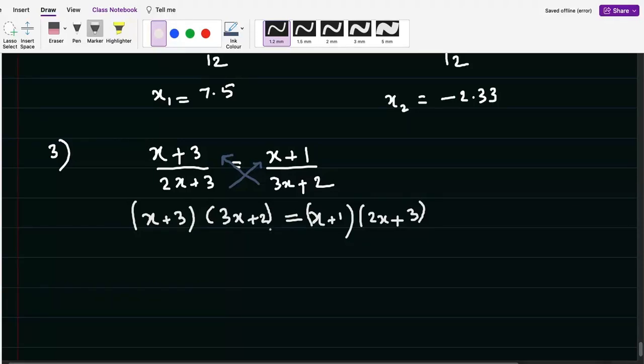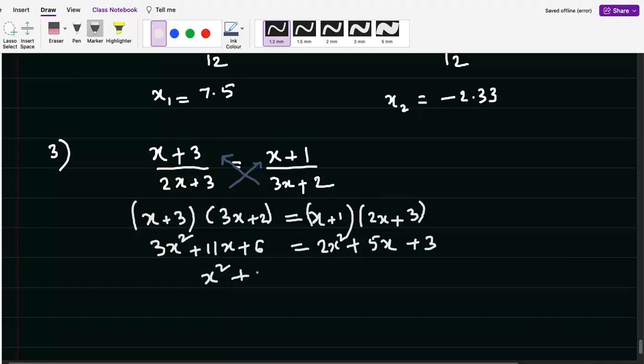So to solve that, first multiply it. You will get x into 3x, 3x square, plus 9x plus 3x, that is 11x, plus 6 equals 2x into x, 2x square, 3x plus 2x, 5x, plus 3. Grouping them together, everything on the left hand side: 3x square minus 2x square will be x square, 11x minus 5x is 6x, plus 3.